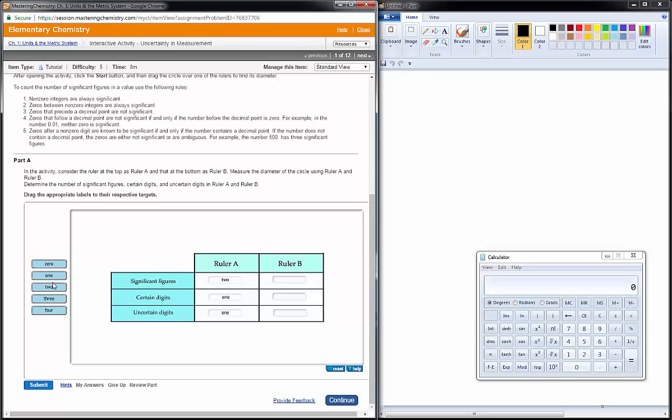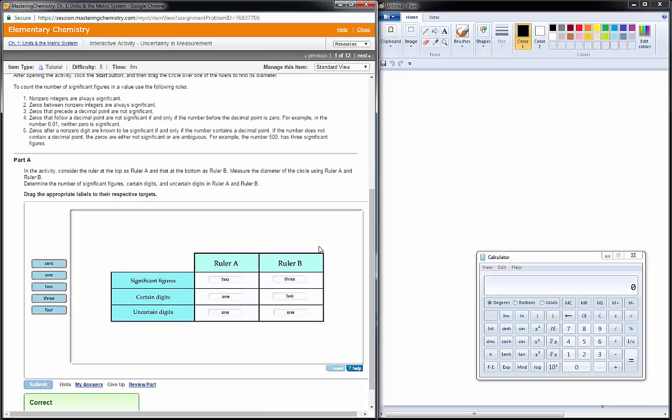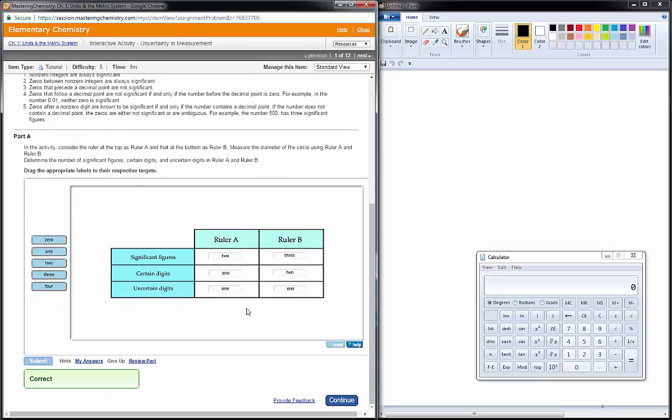And ruler B then had 3 significant figures. And the first 2 of those digits were certain. We knew that it was at least 2.2. And the last one was uncertain. It's kind of a quick and dirty way to indicate how precise your measurement is.